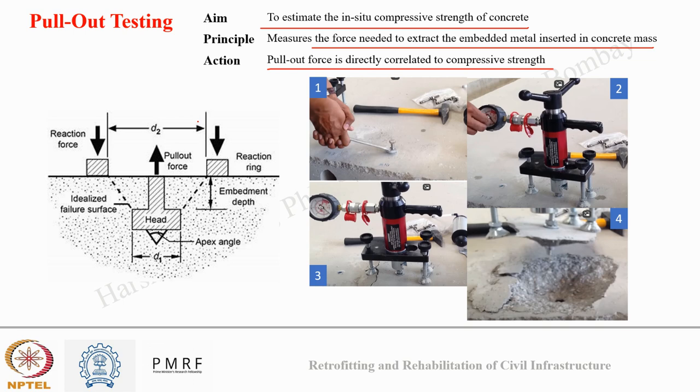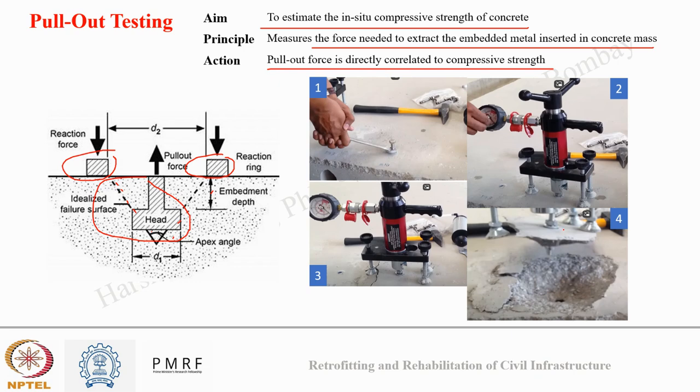In this test, a metal disc with an enlarged head is inserted into the concrete surface to a predefined depth. Two bearing rings are placed on the sides of this metal disc at equidistance. What is the function of these rings? They provide a path for the crack to propagate and ensure a conical failure. You can see here the dotted line, which shows how the failure will happen when this is pulled out. Then a loading system is placed over the metal disc using a screw, and a force is applied to pull the metal disc out, and the ultimate pull-out force is recorded.